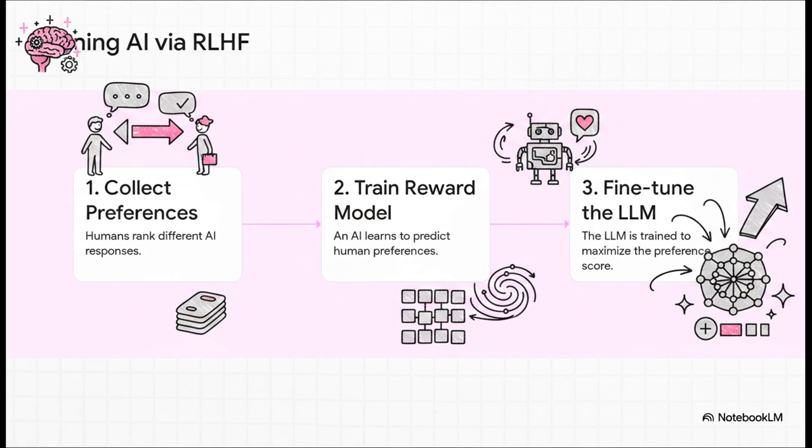First, you have humans compare two different AI answers and just pick the one they think is better. You do this thousands and thousands of times. Second, you train another, smaller AI, a reward model, to get really good at predicting which answers the humans are going to like. And finally, you use that reward model to fine-tune the main LLM, basically teaching it to give answers that get a high score.